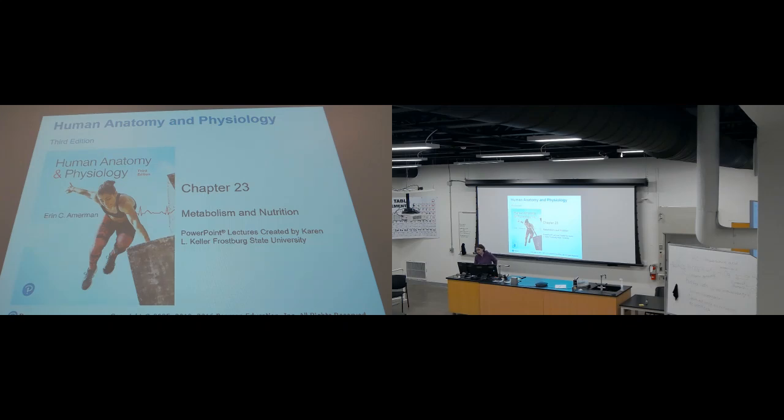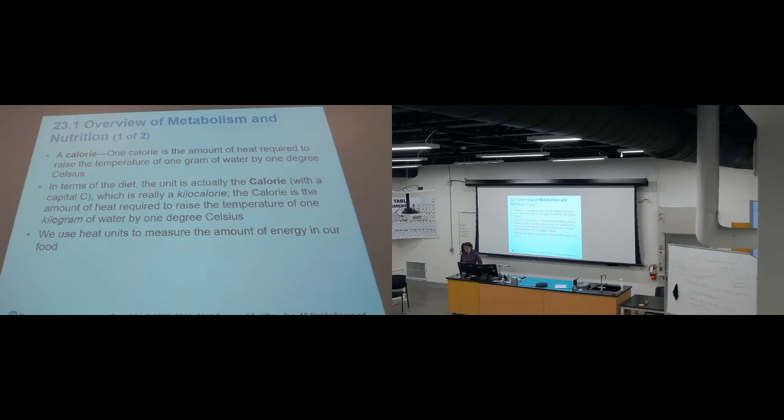Okay, so chapter 23 is about metabolism and nutrition. In this chapter, we're going to look in better detail at what happens to these nutrients. One measure of the nutritional value that we have in nutrients is the calorie.